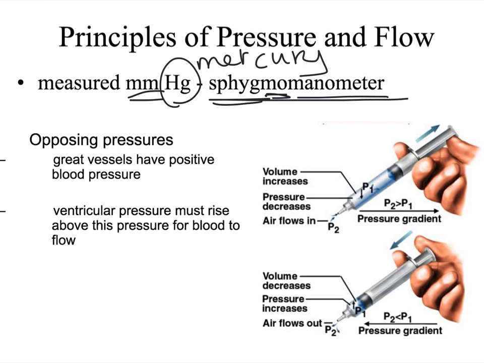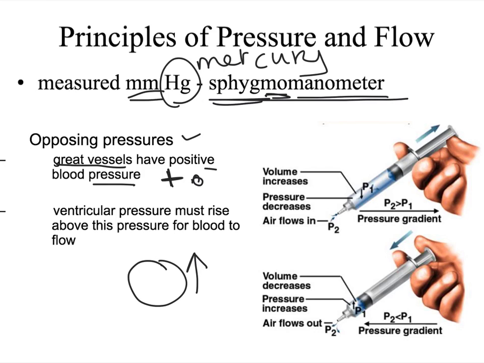Now, when you think about how your blood is going to flow through your heart, there are some opposing pressures. There are things working against the blood leaving the heart. The great vessels, the aorta and the pulmonary trunk, have positive blood pressure, so their pressure is going to be high. What's in the ventricles has to go above this in order for the blood to leave.